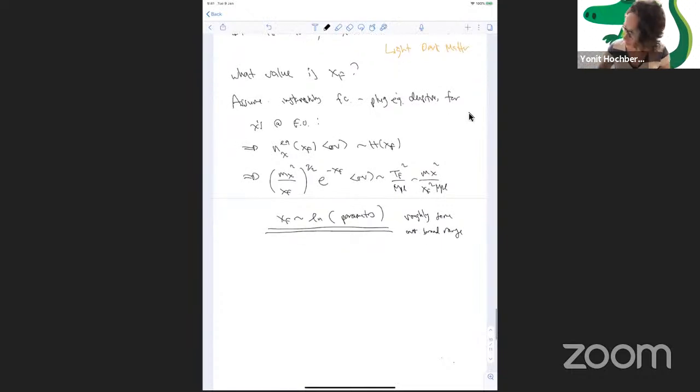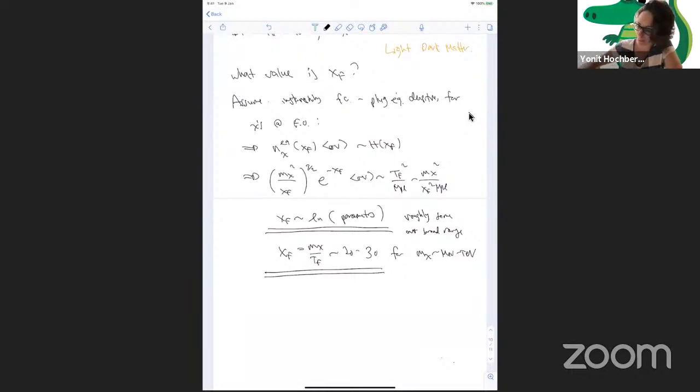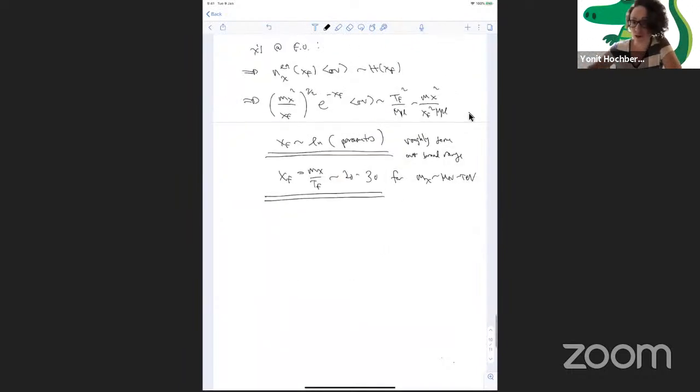And when you plug in numbers, what this gives you is that x freeze out, which is the mass of dark matter over the temperature, is of order between 20 to 30 for dark matter masses, typically, let's say, in the MeV to TeV mass range. So when you think of dark matter freeze out, throughout all of the mechanisms that we discuss, basically, dark matter is freezing out non-relativistically at temperatures that are roughly a factor of 20 beneath its mass. This is something that's going to hold throughout.